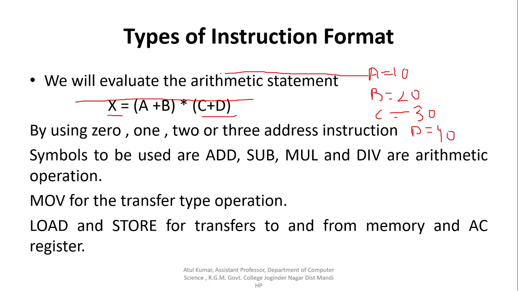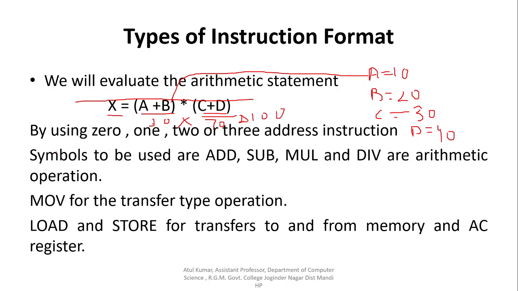Firstly, we put the values of A and B in this bracket and C and D in the other. After solving A plus B, the value is 30, since 10 plus 20 is 30. The value of C plus D is 30 plus 40, which is 70. After evaluating these brackets, we multiply the two, and 30 times 70 is 2100. So X is equal to 2100.